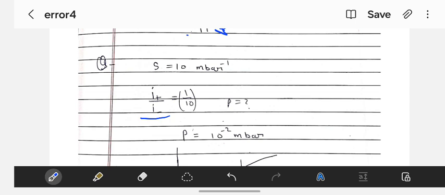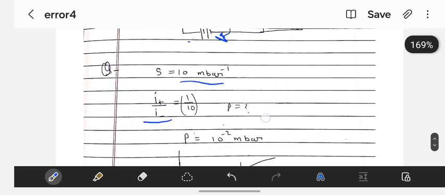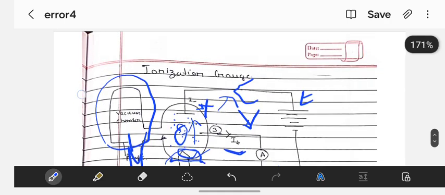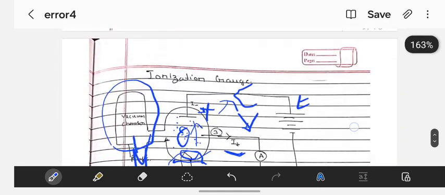If we convert it to bar, this comes in the denominator, and millibar then gives us 10 to the minus 3 bar. That will come on the upside, and we will get 10 to the minus 2 here, and it will cancel out, and it will give us pressure equal to 10 power minus 2 millibar. You just calculate using the units and you will get the same result. This 10 power minus 2 millibar is obtained using this formula.